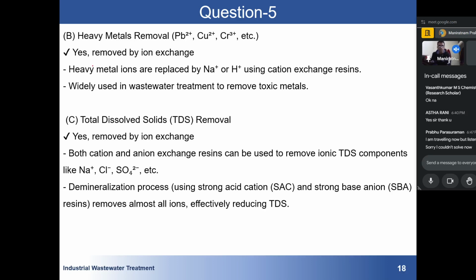Then we have heavy metals. Yes, heavy metals are very commonly removed, and here also the same kind of cation exchange happens. Heavy metals are replaced by sodium or H plus using cation exchange resins, widely used in wastewater treatment to remove toxic metals. TDS, yes, removes TDS.